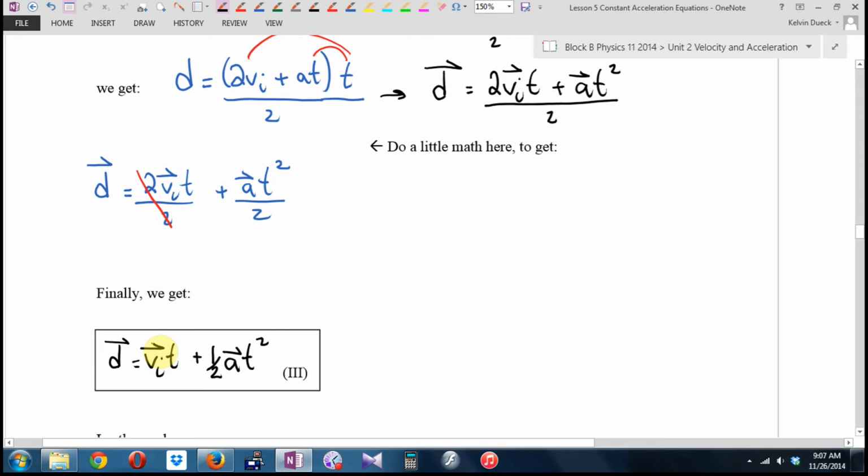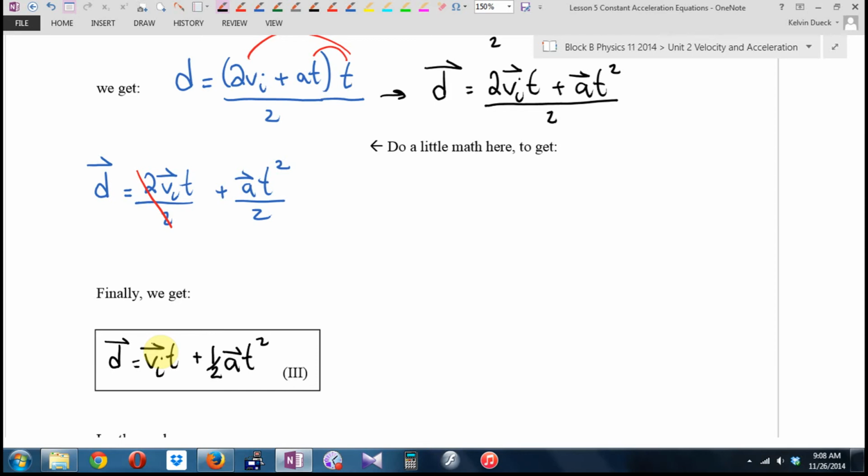Who's in grade 12? See the T squared? Turns out this is a parabola, which is one of the reasons you study it so much in Math 11. The parabola shows up everywhere. Who's in Math 11? You guys done the parabola yet or not? If you're wondering why in math we look at the parabola, it shows up all over the place, including here.